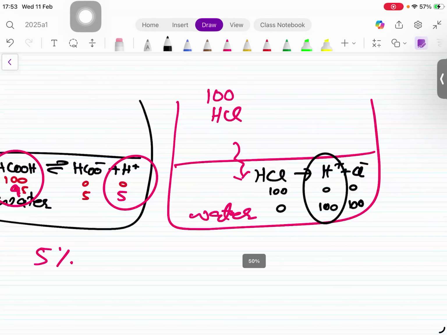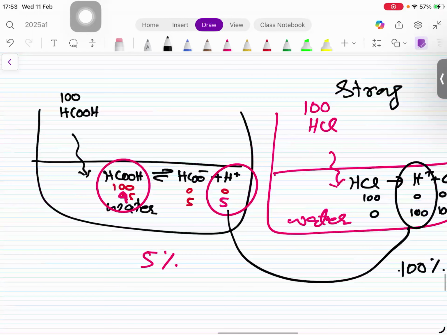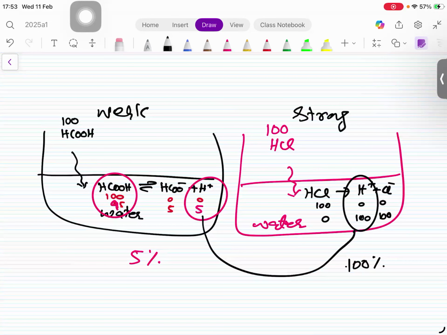So this is now a comparison. What percentage do they ionize? 100%. So that's why you call them strong acids. And what do you call the others? Weak acids. Because you see, same amount. If I drank one drop of HCl acid, 100 H positive ions are going to go inside my body.